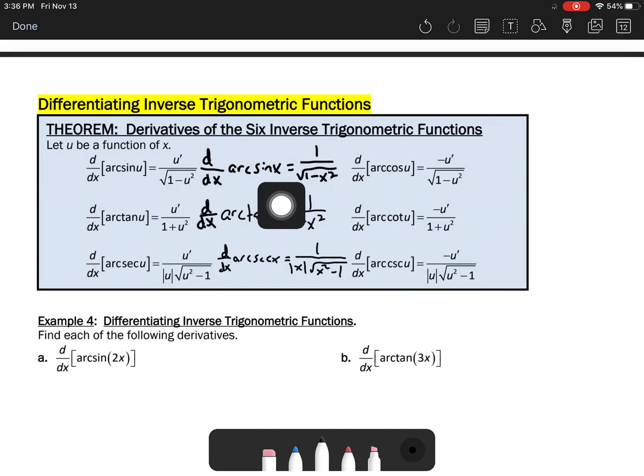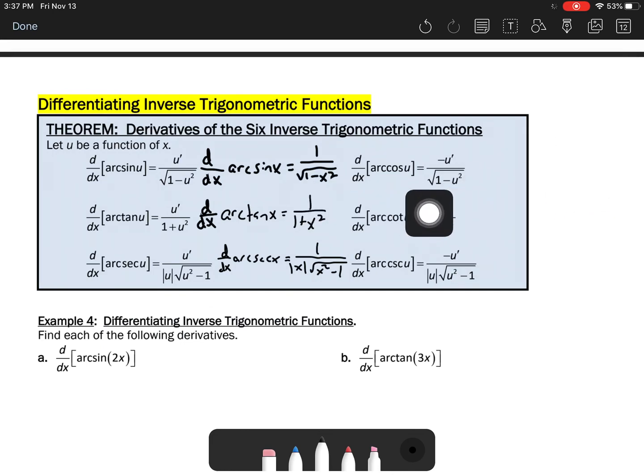So I did write those out in terms of if they were just x instead of u, u representing some other function where the chain rule is necessary. I wrote those out for the left side of these, so arcsine, arctan, and arcsecant. I didn't write them out on the right because it's the same thing.